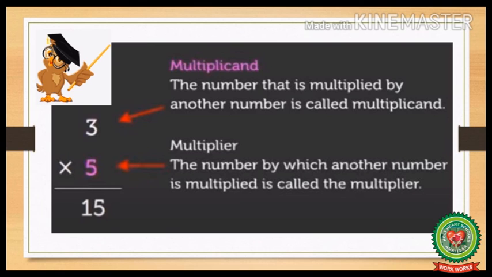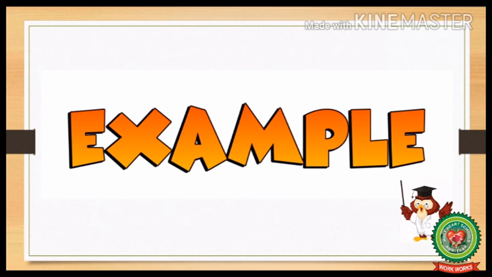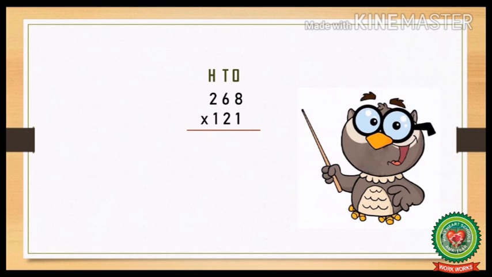Kids, before multiplying any number, we must remember: the number that is multiplied by another number is called the multiplicand, and the number by which another number is multiplied is called the multiplier. So now, let us take an example and understand the topic more clearly.